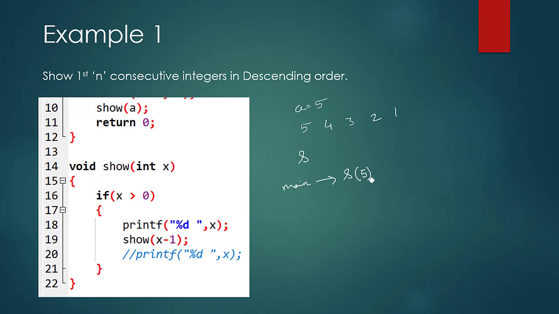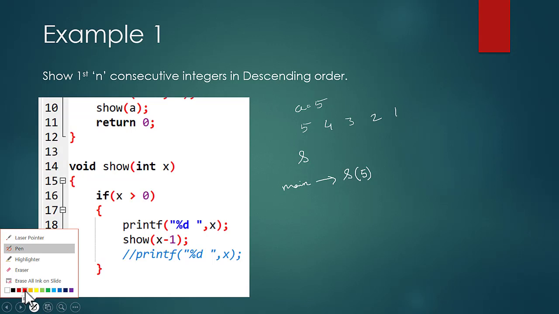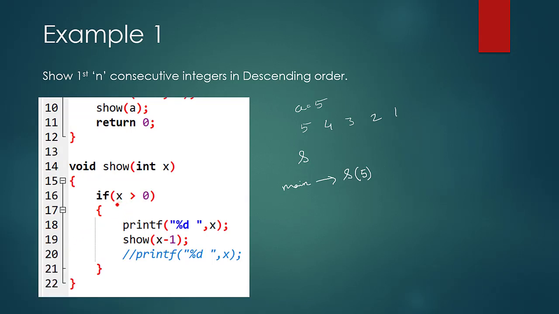So in the show function, we are first checking whether x is greater than 0 or not. Now the x value is 5, so it is obviously greater than 0. As it is greater than 0, it will enter the if block. Now in the if block, what is the first operation it is performing? It is printing the value of x. So it will print the current value of x, that is 5.